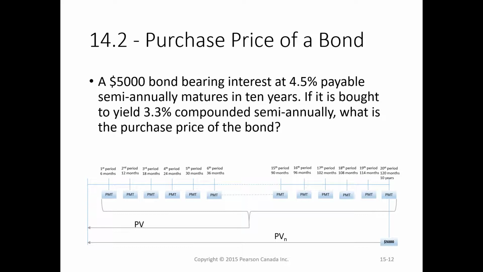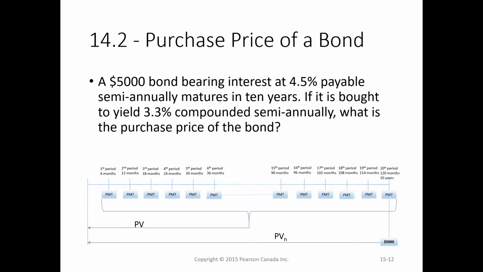If it is bought to yield, that word yield is important because once I see the word yield, that's talking market rate now. Okay, so those two words, payable and yield, are extremely crucial here. I cannot emphasize enough how extremely crucial they are. Compounded semi-annually, what is the purchase price of the bond? Okay, so right now, I have a bond that's contractually obligated to pay 4.5%. Everybody else's bond is paying 3.3%.